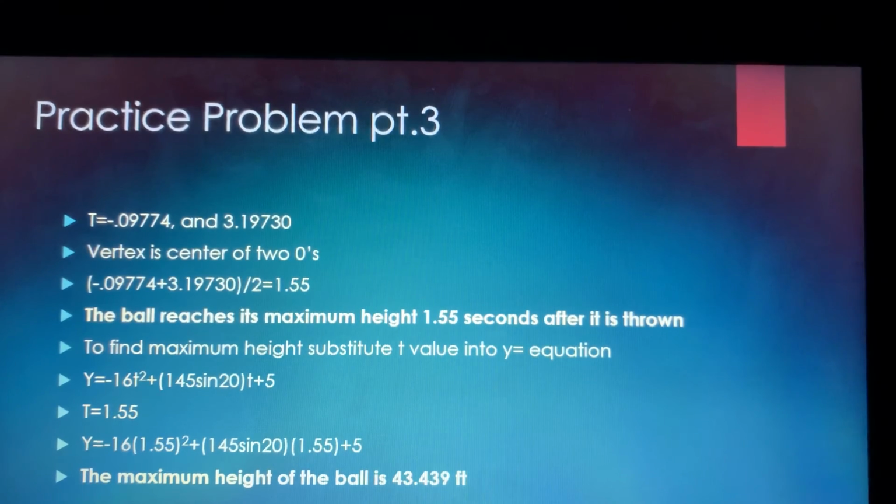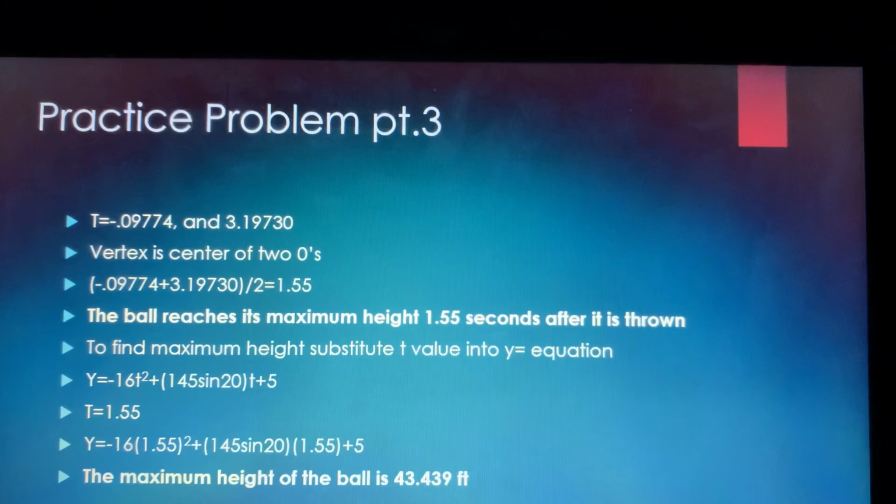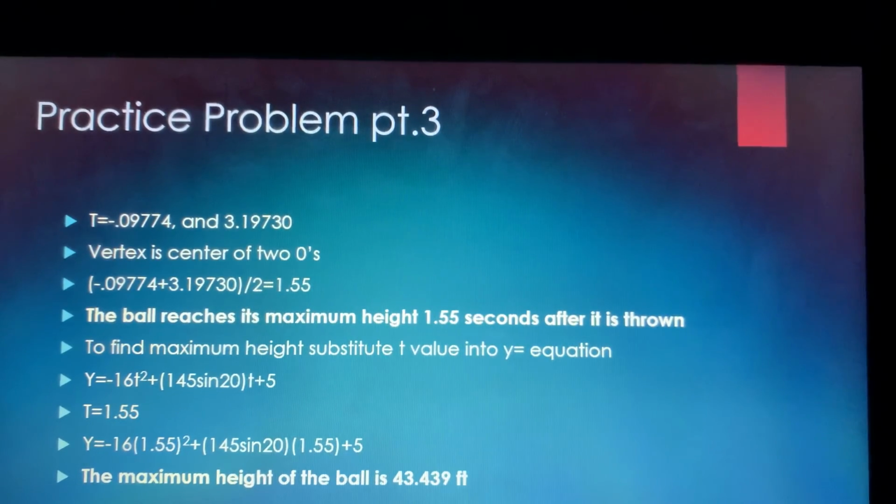So now we just have to find the actual height it is. So we substitute that t value into the y equals equation, because the only thing missing from the y equation is a t value, and then we know its height. So we get y equals negative 16t squared plus 145 sine of 20, all multiplied by t, plus 5, because that's our y equation. And we know t is 1.55, so we just substitute that in. You get y equals negative 16 times 1.55 squared, plus 145 sine of 20 times 1.55, plus 5. And you put that in the calculator, and you get the maximum height of the ball is 43.439 feet.